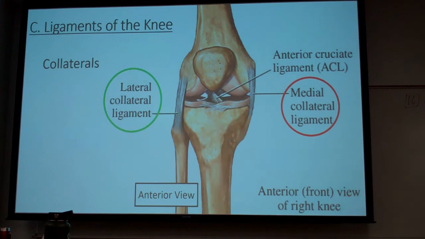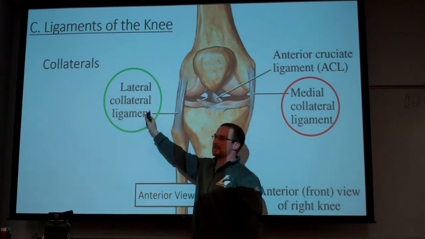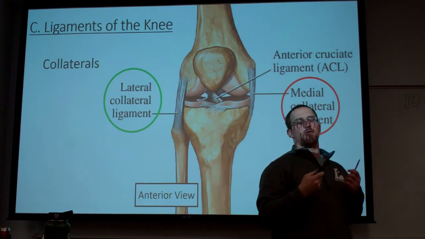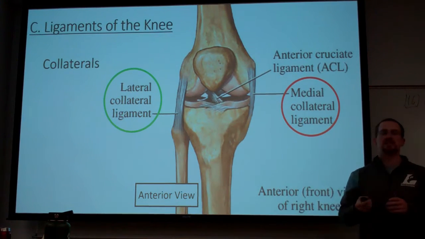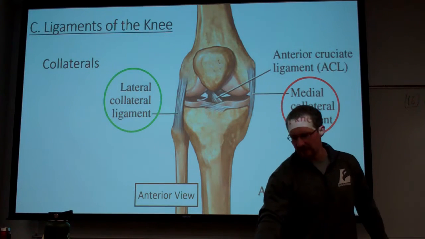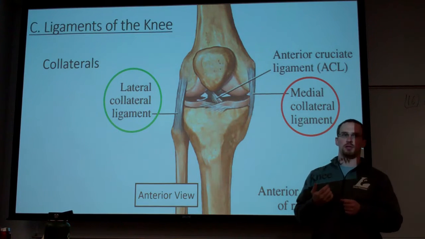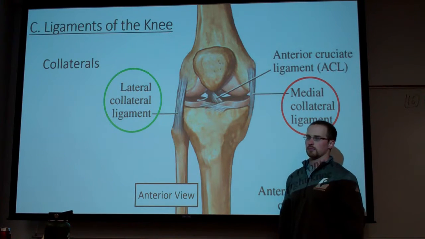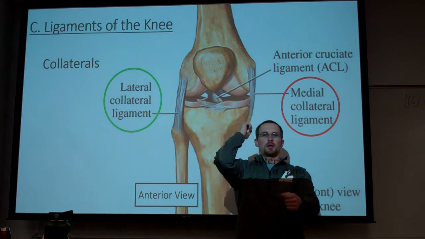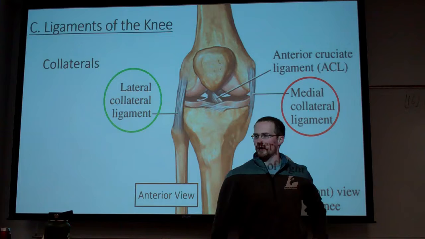But the big thing I want you to emphasize here, and I want you to write this down, is that the collateral ligaments prevent excessive movement going side to side. More specifically, they help prevent movements that occur in the frontal plane. So for example here, actually finish writing that down.